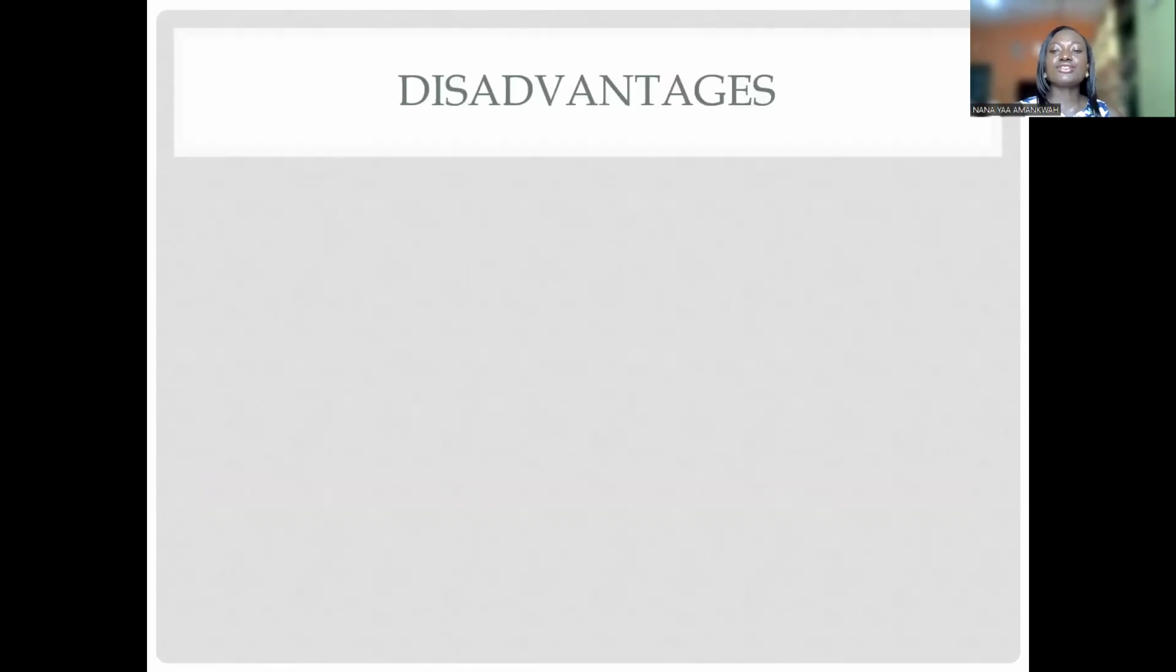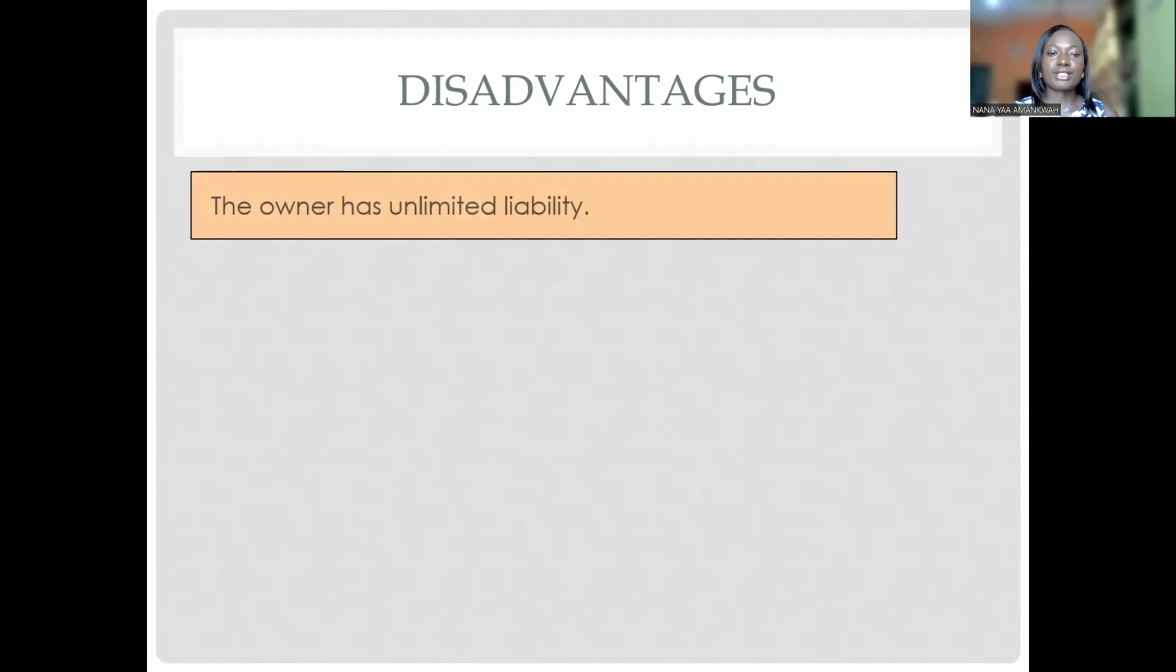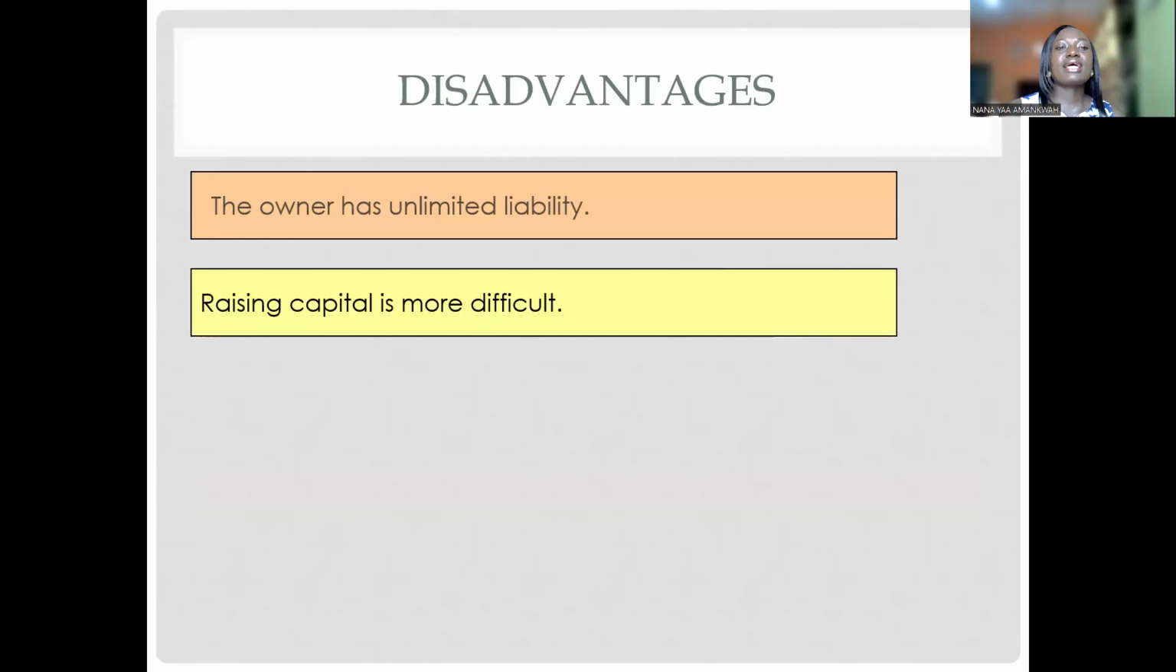Now there are certain drawbacks of the sole proprietorship, and one of the key things is that the owner has unlimited liability. Whenever there's a debt, whenever there's an issue, the owner has to bear everything. So his liability is unlimited, and that makes it quite risky. Again, raising capital is always a very big deal because it's just you, an individual. So you struggle sometimes to raise capital.